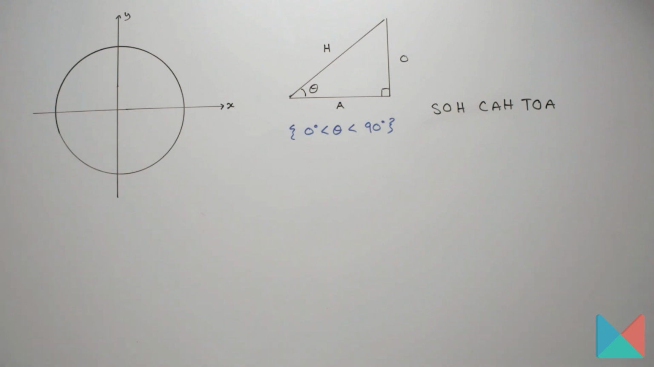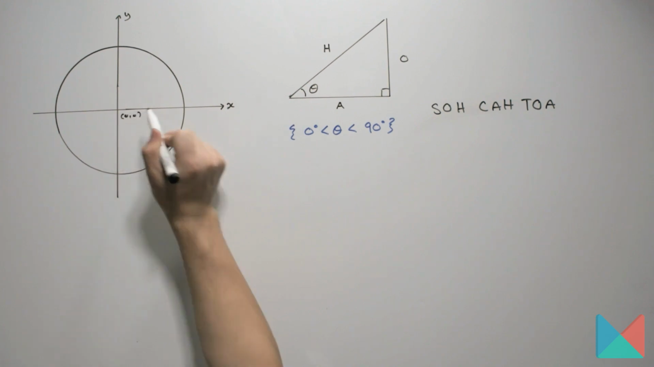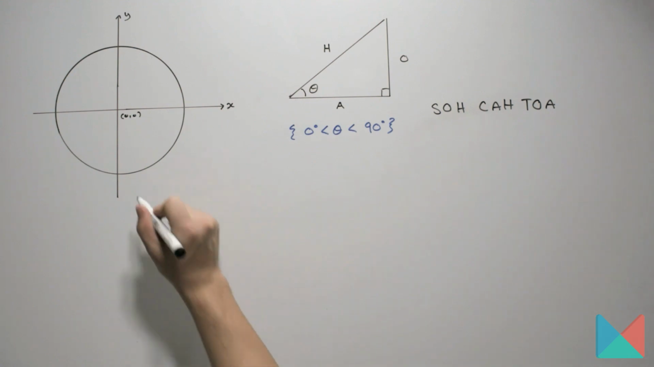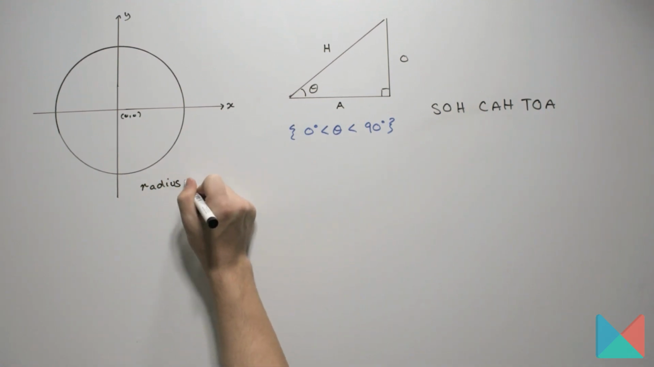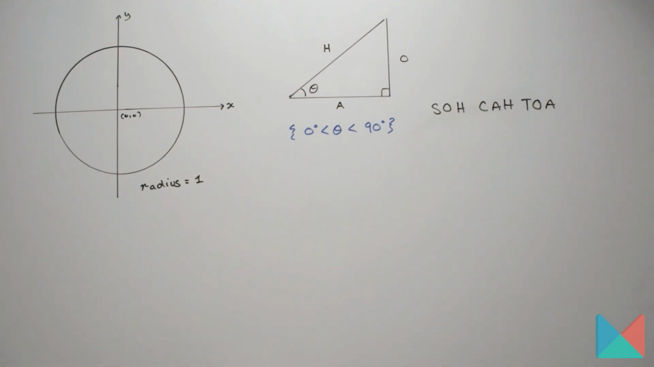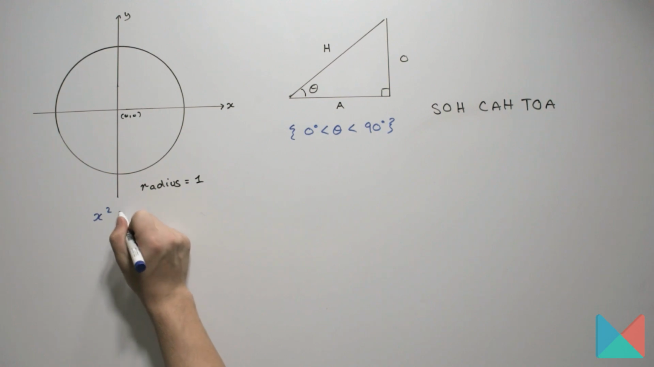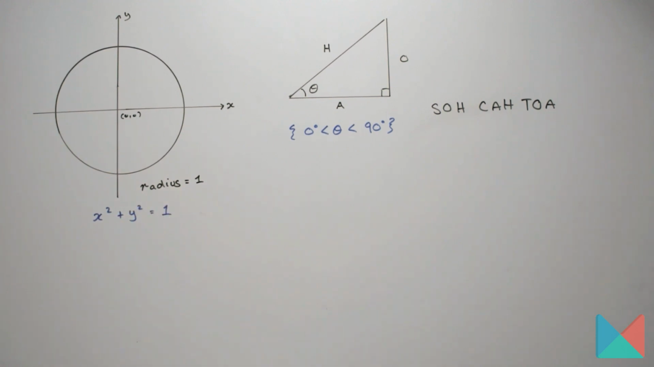There are two key features that define the unit circle. The first is that it is a circle centered at the origin, 0, 0. And the second is that the radius is equal to 1. So from our understanding of functions, we know that the equation will be x squared plus y squared equals 1. And this is the equation for the unit circle.